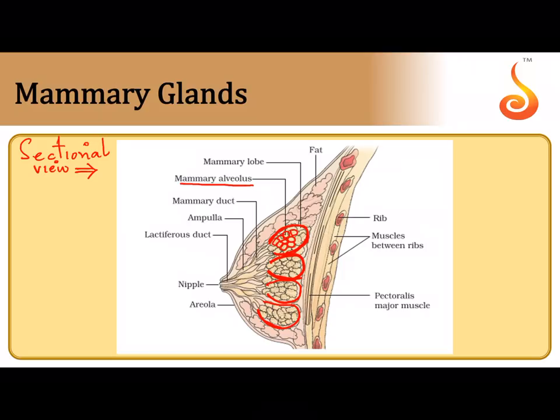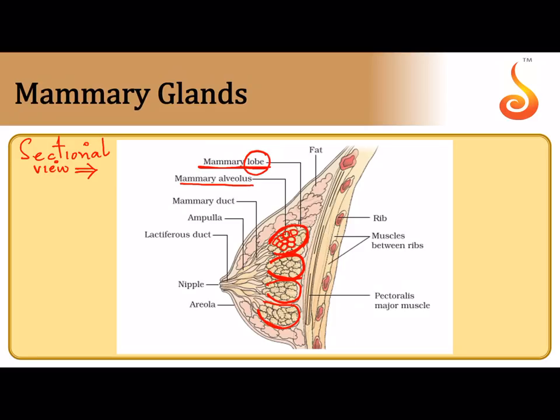You can see 4 clusters. So one such cluster of alveoli is referred to as the mammary lobe. Basically there are small pouch-like aggregates of cells which are called mammary alveoli, and all these mammary alveoli are bunched together into a group, into a mass which is referred to as the mammary lobe.